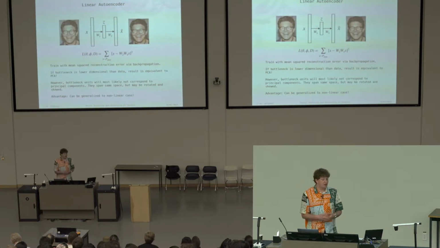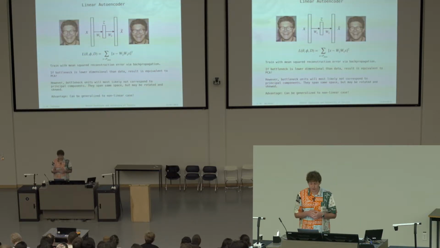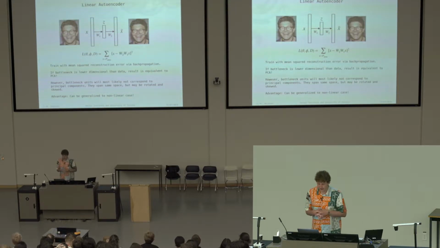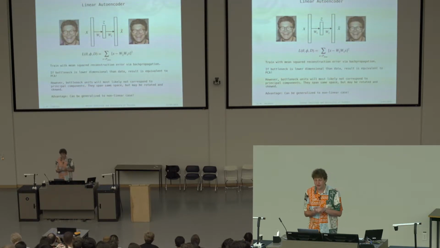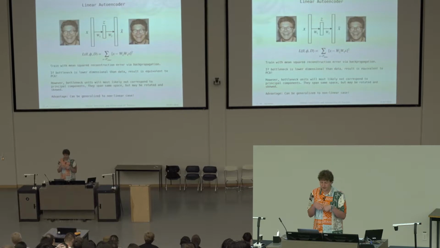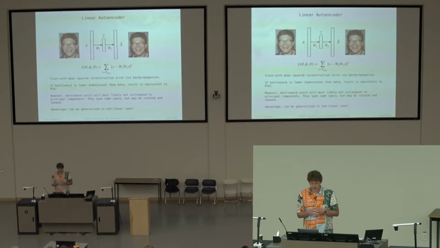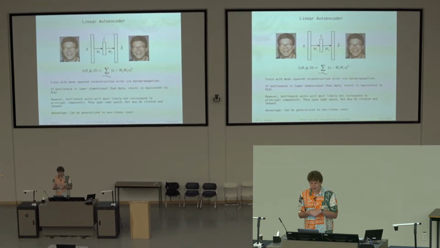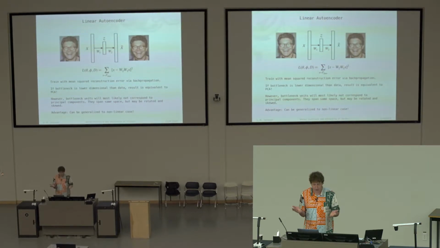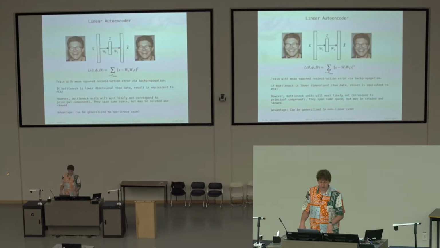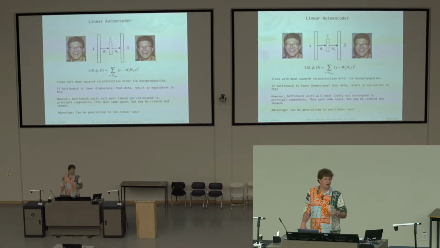So linear autoencoders are actually very similar to PCA, if you train them with mean squared error. You have an input, for instance an image X, that gets mapped to a low-dimensional representation Z by some linear transformation W1. And from Z, you reconstruct X, so that's your X tilde. Then you measure the mean squared reconstruction error between your input and your reconstruction. If you train this with mean squared error via backpropagation, and the bottleneck is lower dimensional than the data, the result is actually equivalent to PCA. However, the bottleneck units will most likely not correspond to the principal components, or basically the directions, because they span the same space, but maybe rotated or skewed.